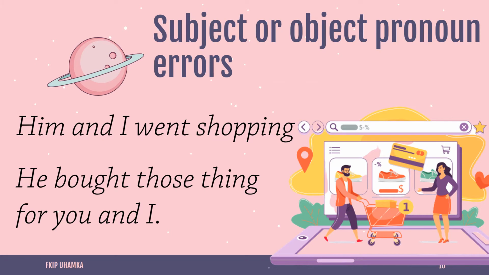Okay, as we know that subject and object pronouns work differently in our sentences, that's why we have to be careful in using subject-object pronouns in our sentences. Here I have two bad examples how someone use subject and object pronoun incorrectly. The first one, him and I went shopping. The troublemaker is him, and he bought those things for you and I. The troublemaker is the word I. Okay, in the next slide, I will tell you why we call them troublemakers.